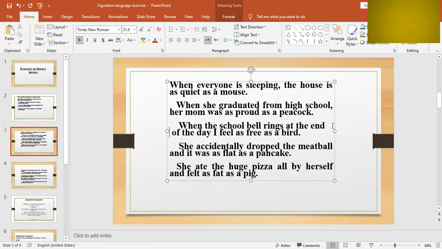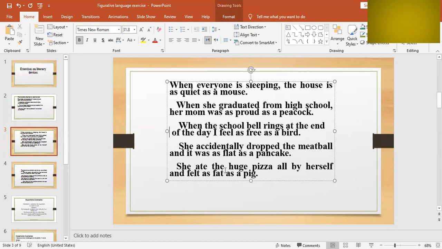She accidentally dropped the meatball, and it was as flat as a pancake. You see, it was as flat as a pancake. It was spread. It spread everywhere. Okay, and it was damaged. It was in great damage.